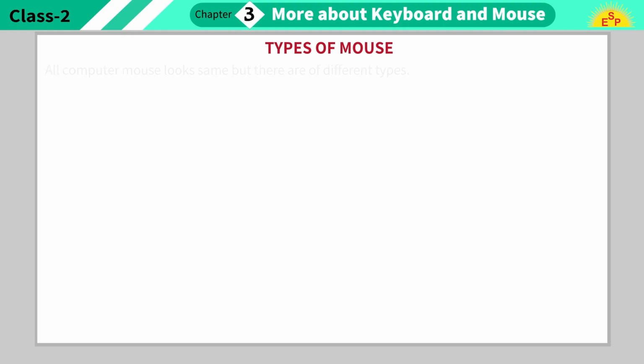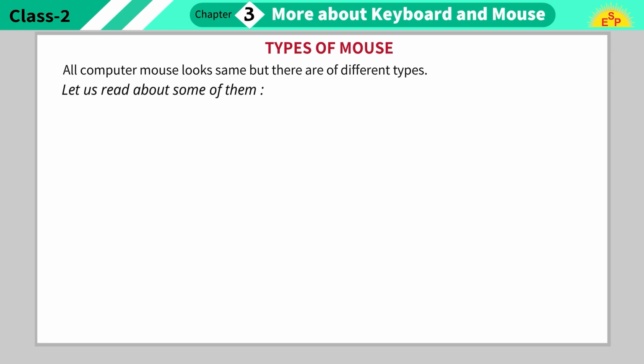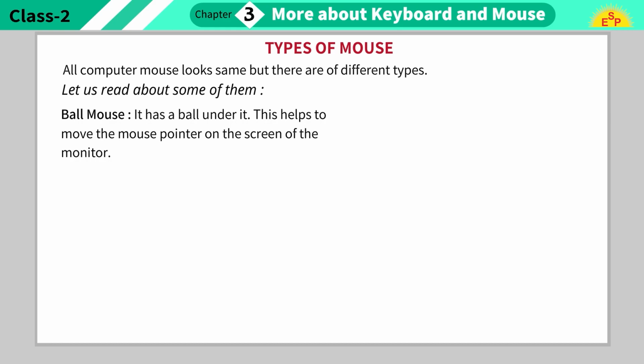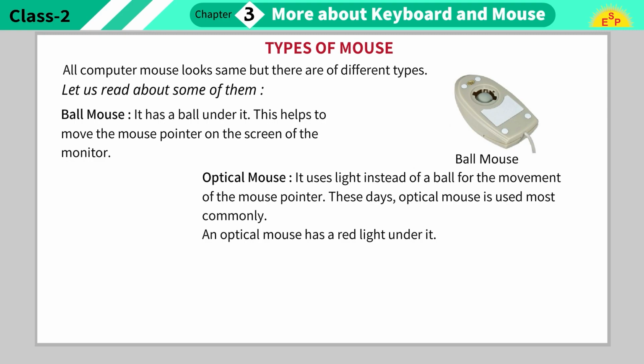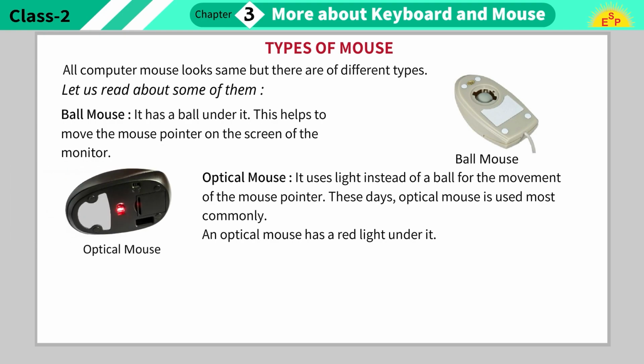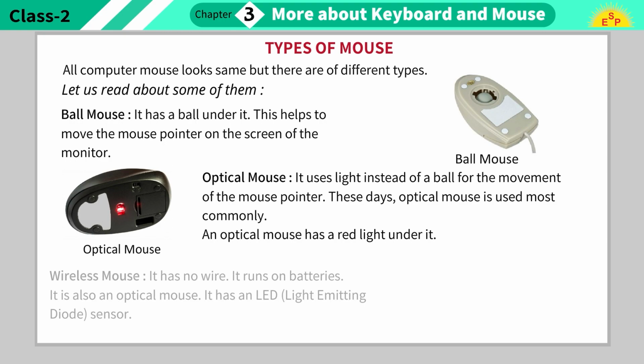Types of mouse. All computer mouse look the same but there are different types. Let us read about some of them. Ball mouse, it has a ball under it. This helps to move the mouse pointer on the screen. Optical mouse, it uses light instead of a ball for the movement of the mouse pointer. These days, optical mouse is used most commonly. An optical mouse has a red light under it.